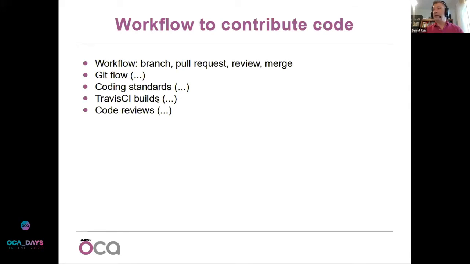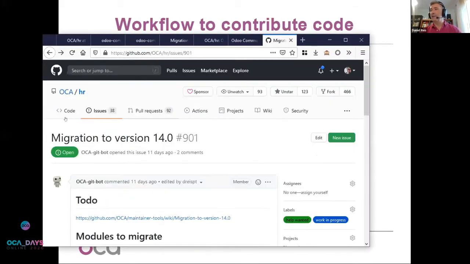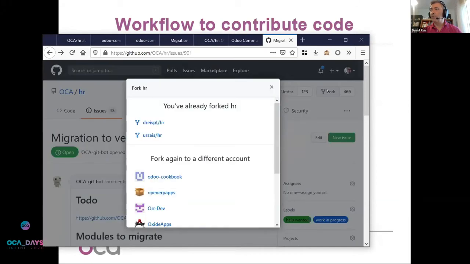On the contribution side, the first thing you need to do, so you know what repo you want to contribute to, and before you start anything, you need to fork that repo. On GitHub, here at the top right, you have the fork button, and if you haven't done it yet, it will propose you to fork. I actually already have 2 forks. This is my individual fork.